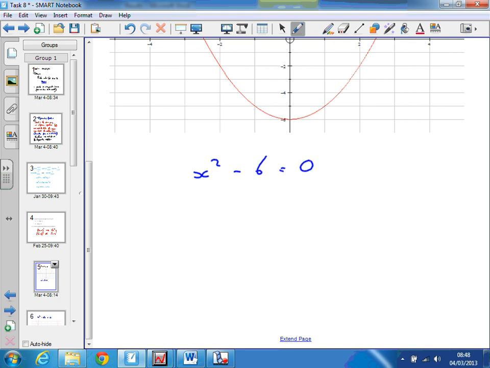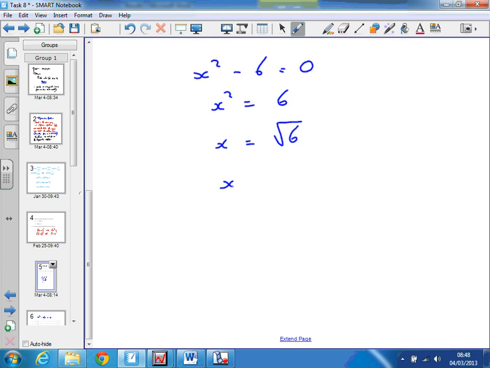We could solve it by plotting it and then zooming in on those values, but how do we actually solve it? Square root of 6. Okay, so in other words, add 6 to both sides, square root both sides. And if we put that into a calculator, what do we get? x equals 2.45 to 3 significant figures, say.